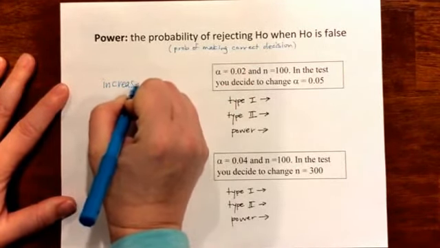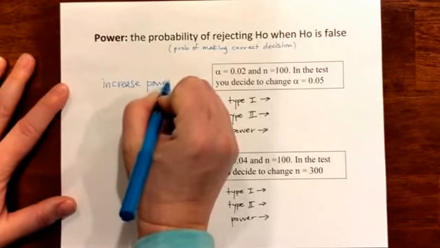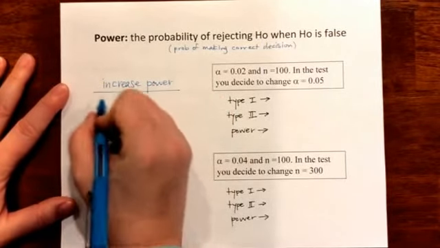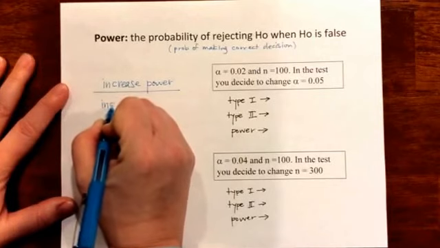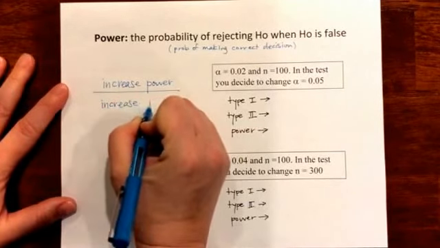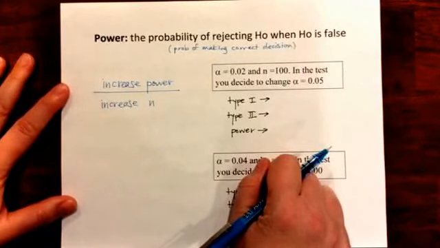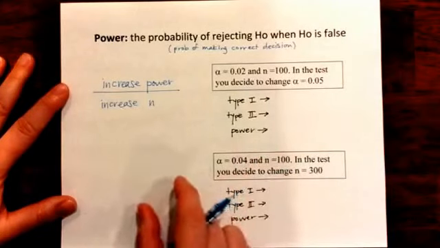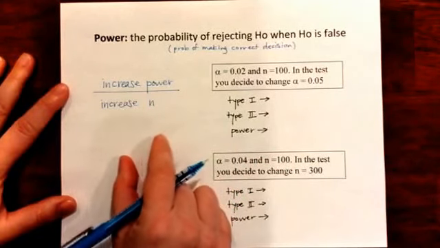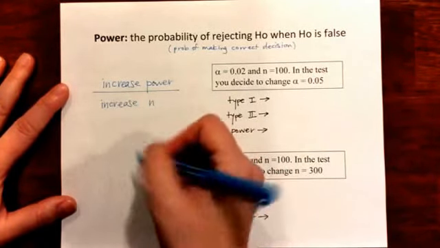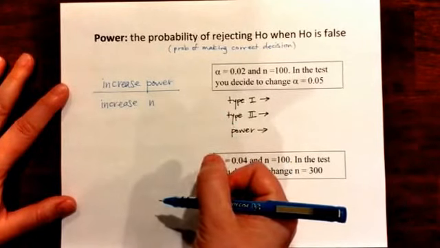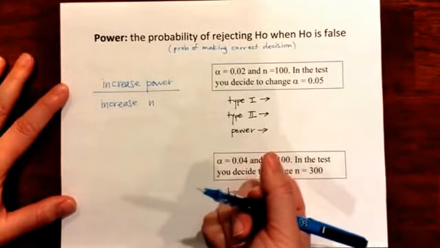So let's find ways to increase power. One way to increase power is to increase sample size. And the reason that would increase the power is your sampling distribution is going to become thinner, kind of, and taller. So what that means is it's going to get closer to the true parameter. So it's going to become more accurate. So your decisions are going to be better.